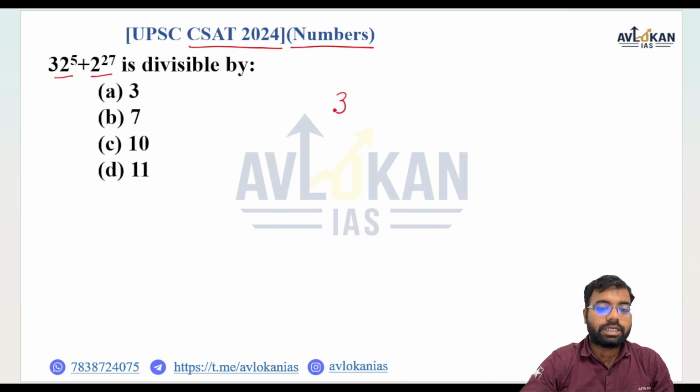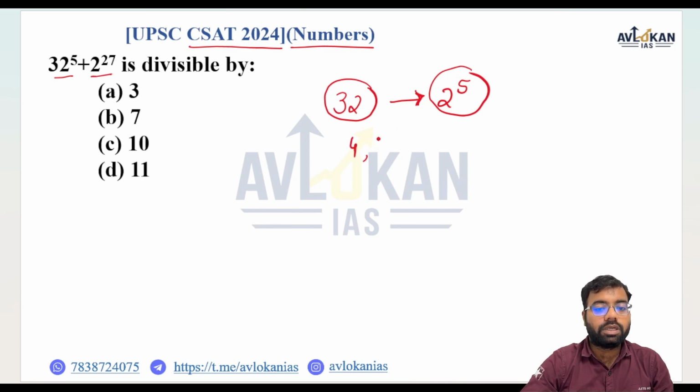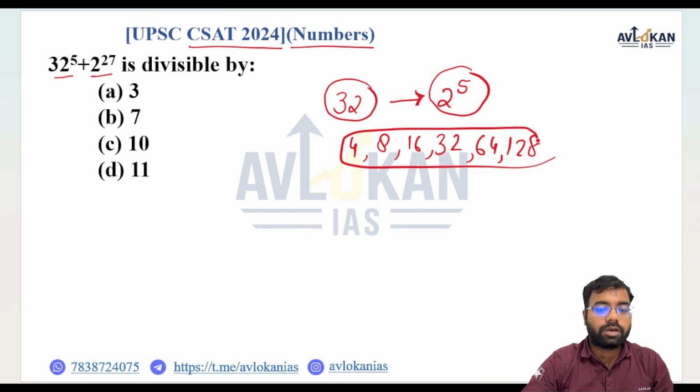So first of all, as soon as you see this 32, you should write it as 2 to the power 5. These few numbers at least you should remember, like 4 is 2 to the power 2, 8, 16, 32, 64, 128. These are all powers of 2 in increasing order. So we are going to write it as 2 to the power 5 to the whole power 5 plus 2 to the power 27.